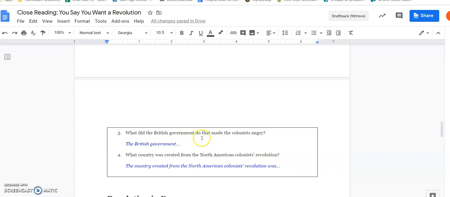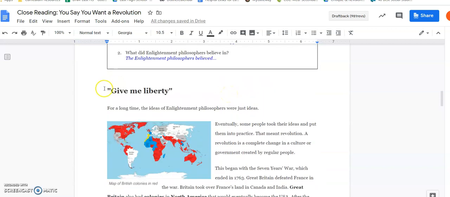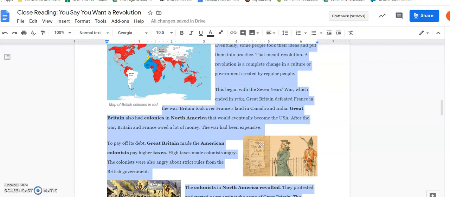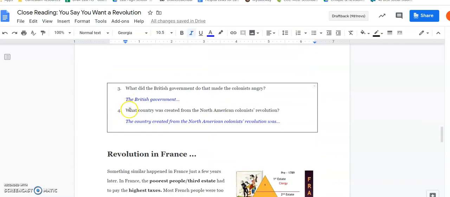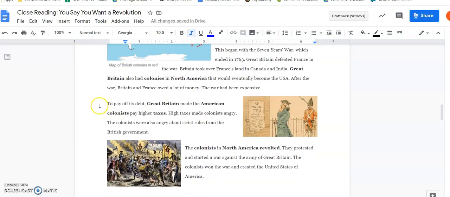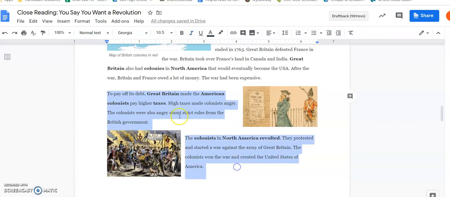What did the British government do that made the colonists angry? The British government, explain here, what did they do? So you'll have to read, let's see here, roughly four paragraphs here to find out why the American colonists were angry at the government of Great Britain. What country was created from the North American colonists' revolution? The country created from the North American colonists' revolution was, again, read this set of paragraphs here. I'll tell you this much. You're going to find your answer to number four in the second half of these paragraphs. So read what I have highlighted here to find out which country was created.